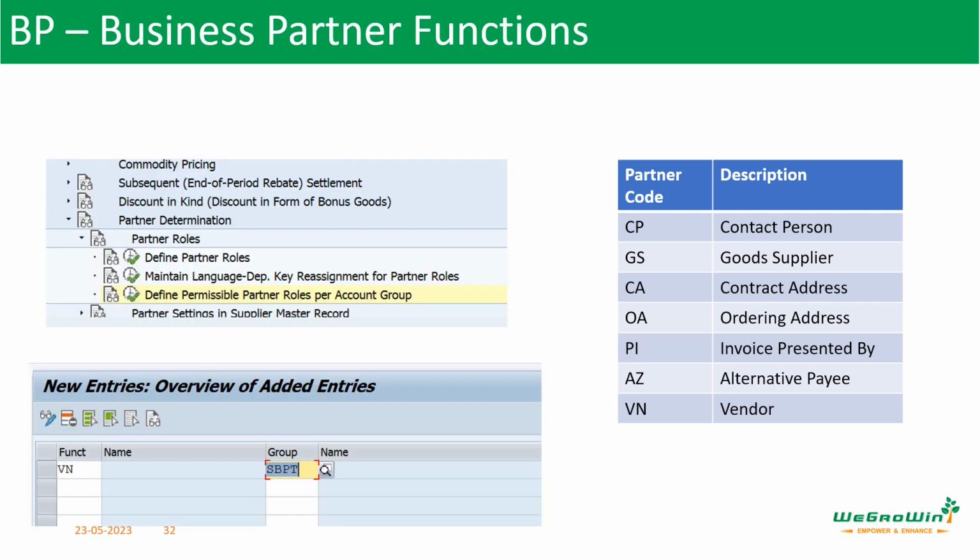To define the permissible partner roles in the account group, the menu path is shown here. And here we have selected VN, which is assigned to the vendor account group SBBT. We can assign the other partner functions also to the group.